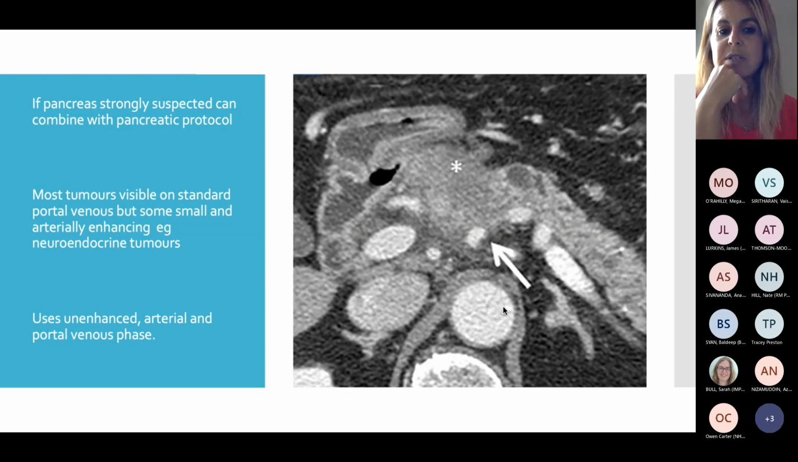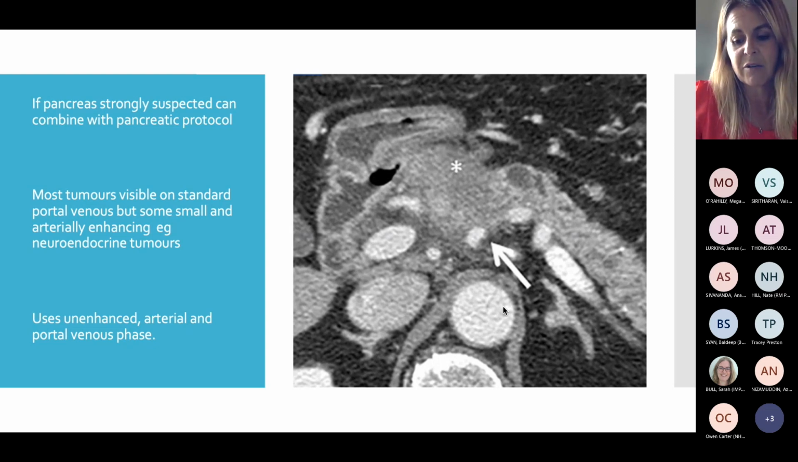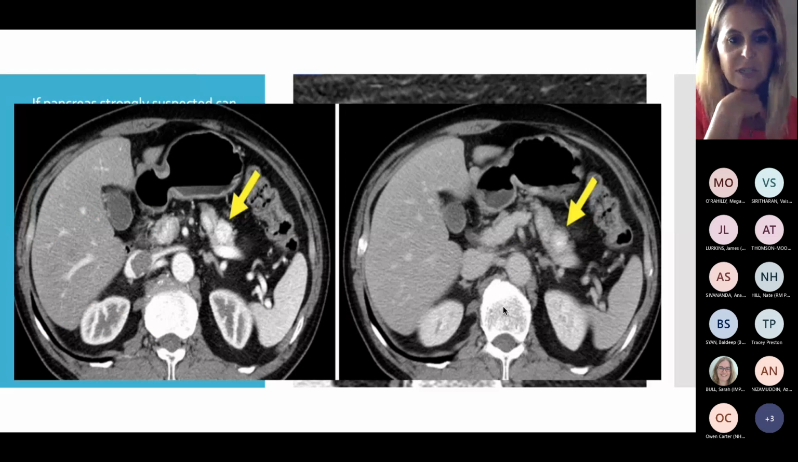We do it because some smaller pancreatic tumours are only really very well seen on the arterial component of that CT. So the ones we're really talking about here are neuroendocrine tumours, and they tend to be small and then very white, so very avidly enhancing on the arterial phase. So this is just a little example of that.